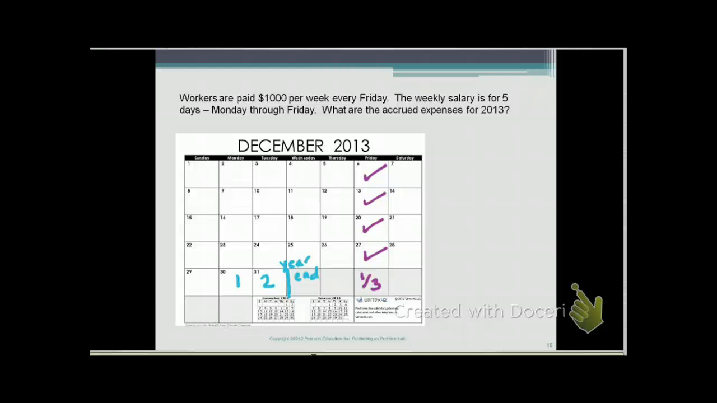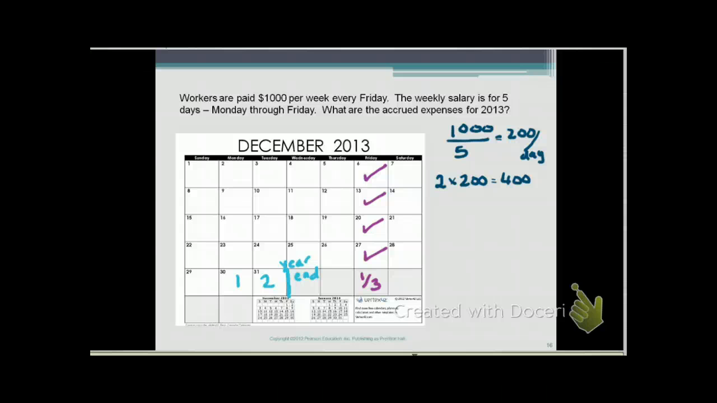So the first step would be to calculate how much are the salaries for the 30th and the 31st of December. You know that the workers get paid $1,000 for 5 days, which means each day they receive $200. We need to take into account 2 days, so for those 2 days, the salaries are $400. So for the week of January 3rd, 2014, whatever they get paid, $400 of that will be for 2013, and we need to report that amount and record it in the books of accounting for 2013.